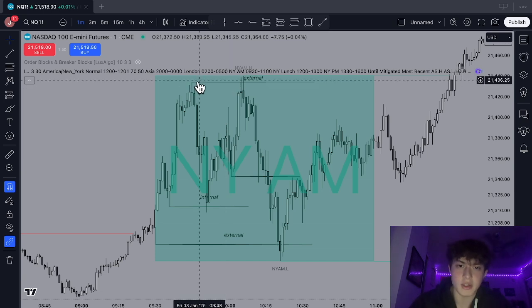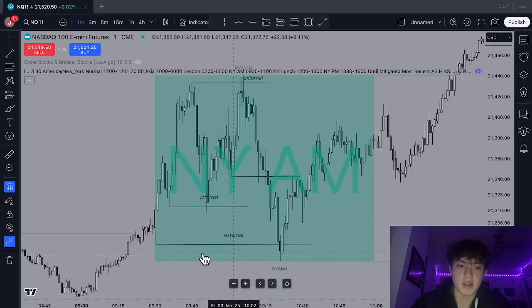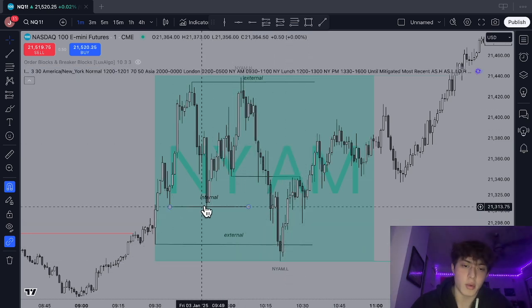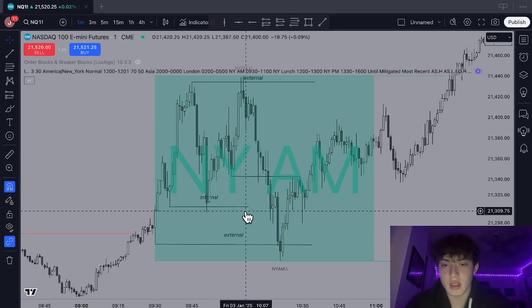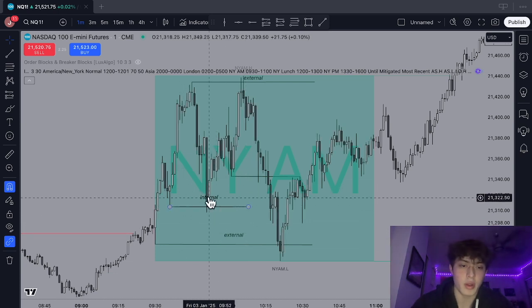And like I said, when external liquidity is taken, we expect to see big moves to the next external liquidity point. And then with internal, we see these little choppier moves. So you just have to be conscious of these points. And then with time on the chart, you'll see how price starts to move with these internal and external liquidity points.